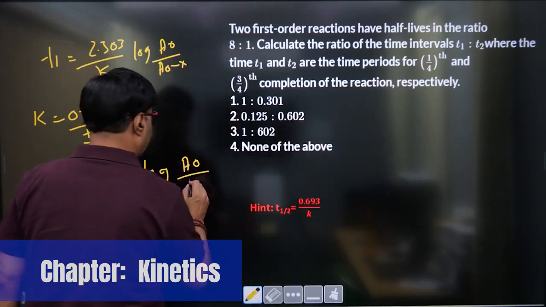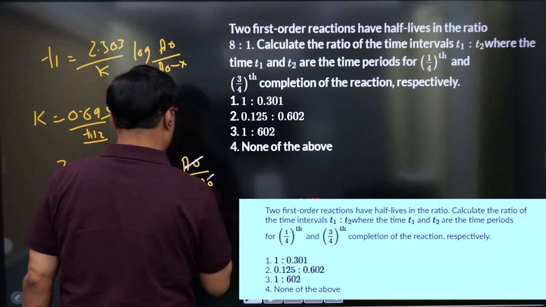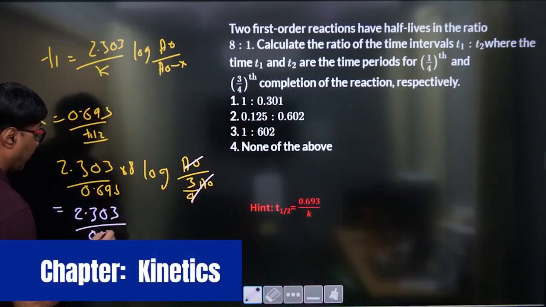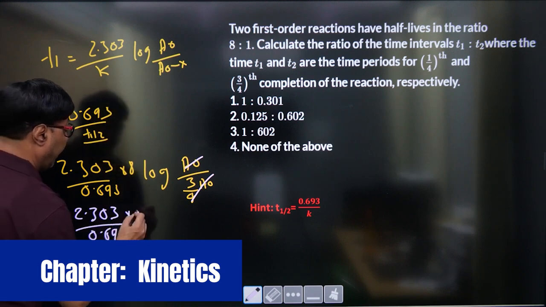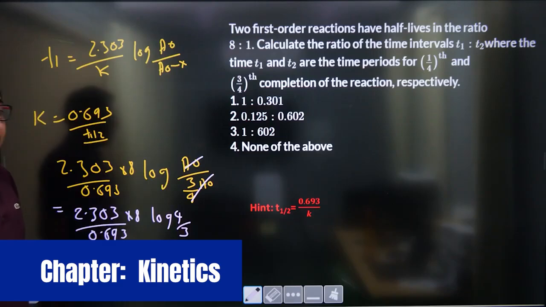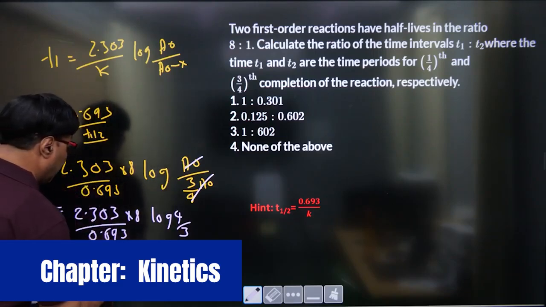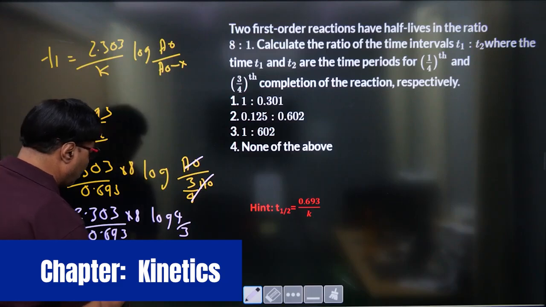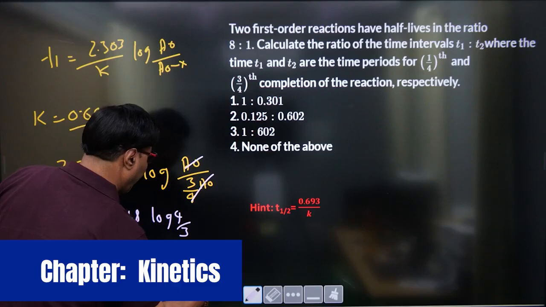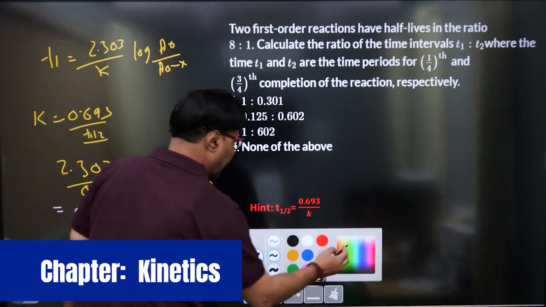One-fourth has been consumed, so 3/4 has been left. Cancel the A by A. So this can be rewritten as 2.303 divided by 0.693 into 8, now it is log 4/3. It is 4/3, which is 0.125. So this can be written as 2.303 into 8 into 0.125 divided by 0.693. This is the first statement.